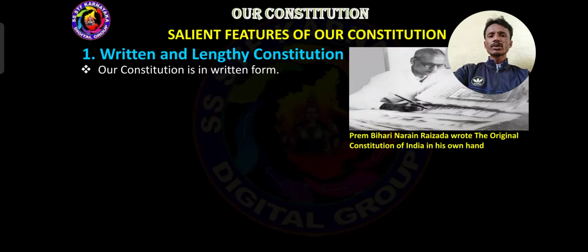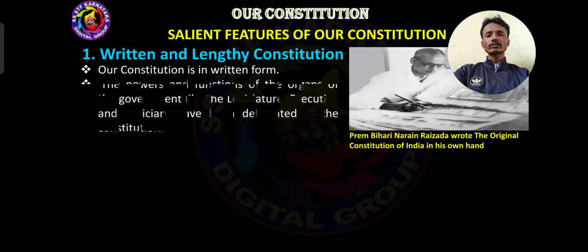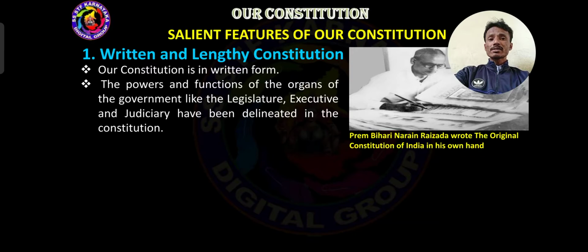See, our Constitution is in written form, not typed, not printed. This is the written form, written by his own hand, Prem Bihari Narayan Raizada. The powers and functions of the organs of the government, like the legislature, executive and judiciary, have been delineated in the Constitution.